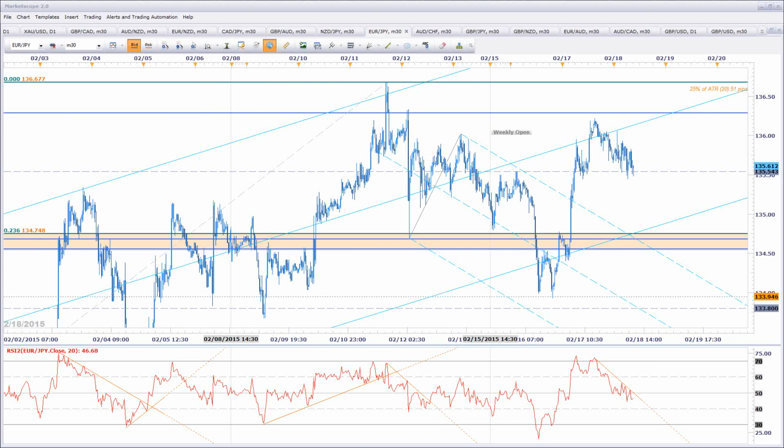Bounce from here might give weakness to the Kiwi in general. Chintan, what trade are you talking about? Oh, I think you're talking about Aussie Kiwi. Okay, we'll look at that in a moment.